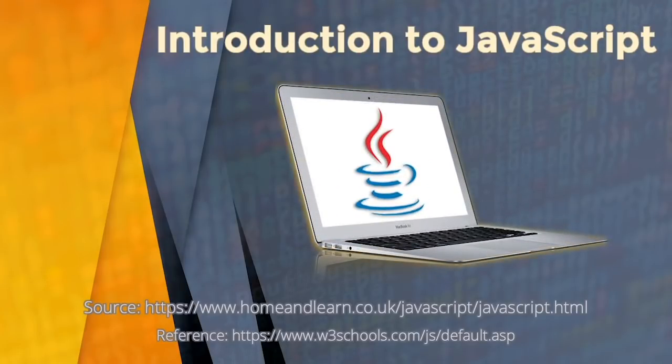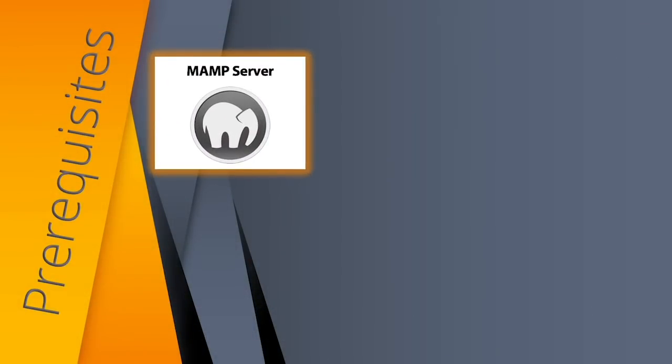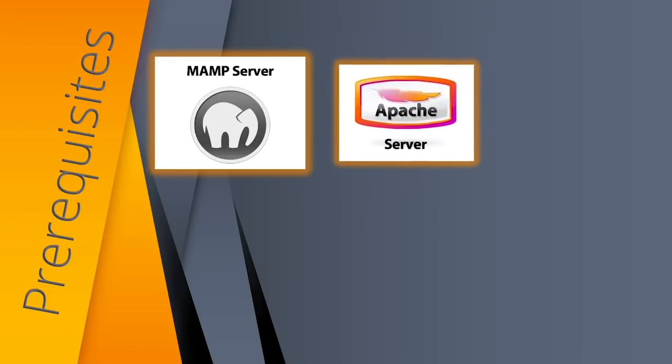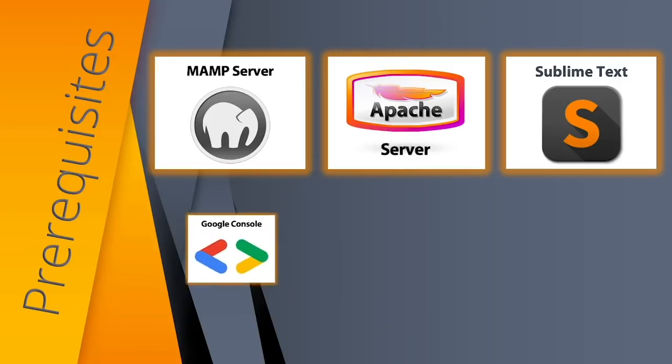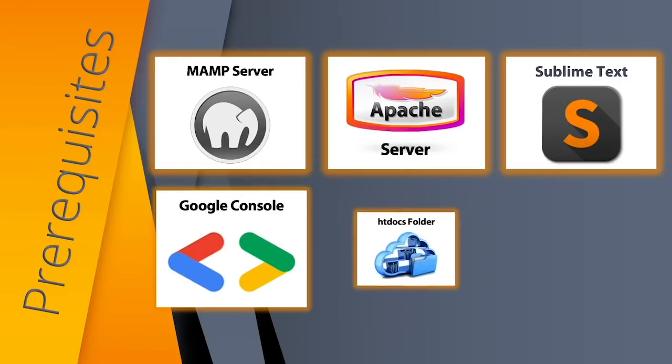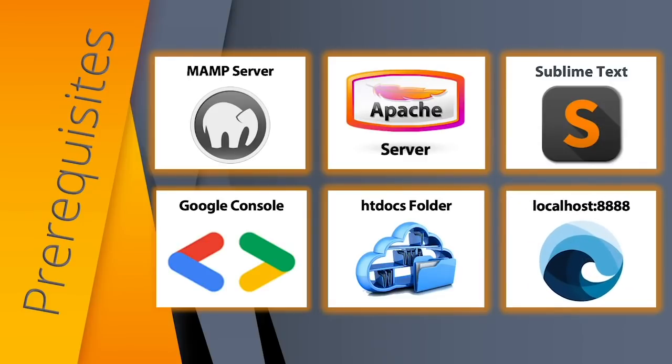Coming up next are the prerequisites in this lesson. We have the MAMP or WAMP server, Apache server, Sublime Text Editor, Console tab, htdocs folder, and localhost 8888. These applications and folders should be active in your machine at the background.